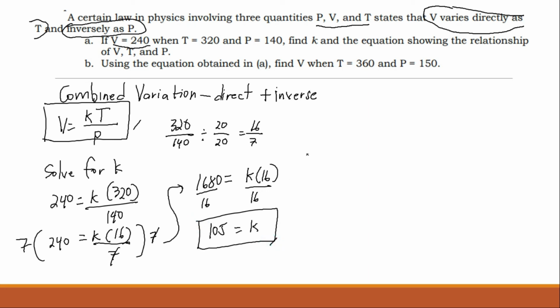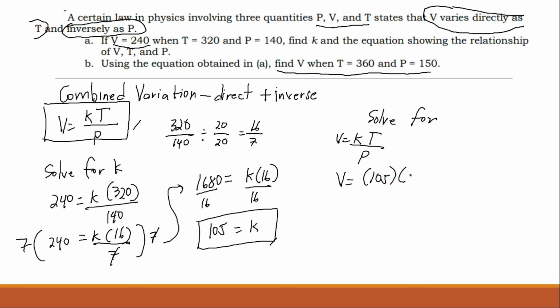Okay, ngayon, meron na tayong K. Ngayon, yung hinahanap naman sa ating problem is V. So, solve for V. So, from our equation, V is equal to K T over P. So, yung V natin yung hinahanap, no? Tapos, 105 times T. What is T? That is 360 over 150. So, ngayon, simplify nyo. I-lowest term nyo na kaya nyo i-lowest term.